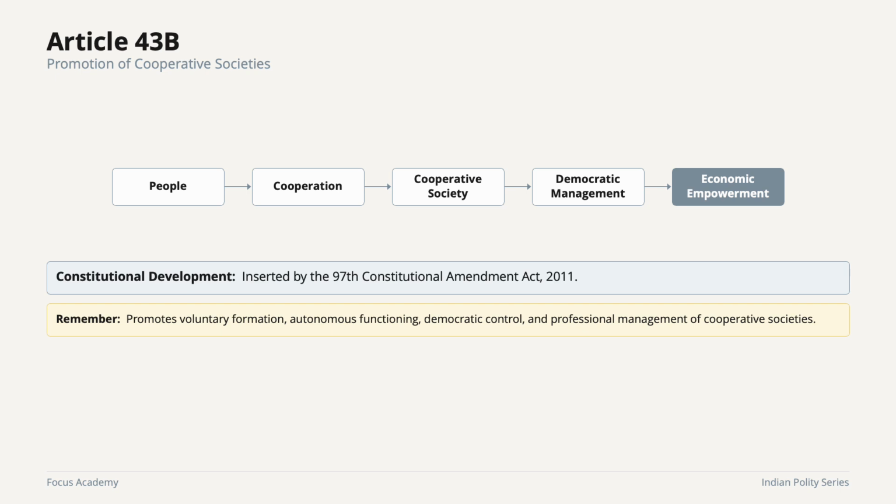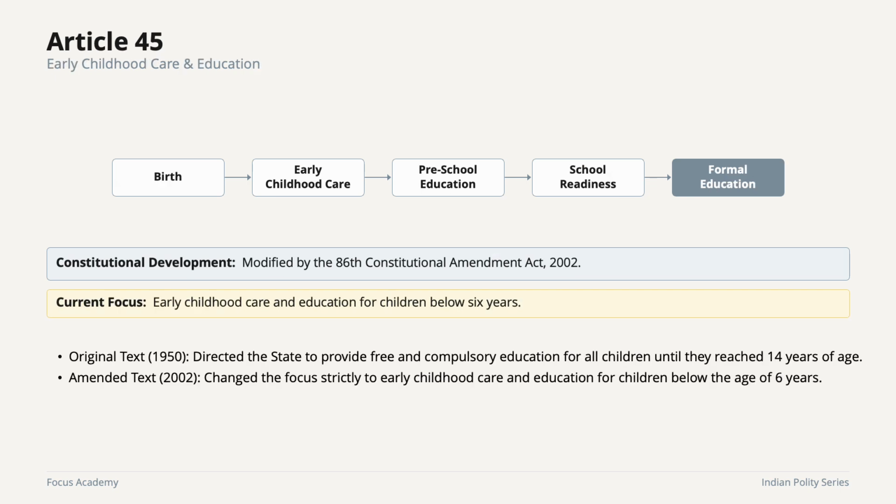Okay. Now Article 45, early childhood care and education. Article 45 talks about early childhood care and education. Here we have the birth, we have the early childhood care, we have the preschool education, school readiness, and formal education, right? That's how the progress of a child is. Now, it was modified by the 86th Constitutional Amendment Act. In the original text of Article 45, what did we have? It provided free and compulsory education for all children until they reach 14 years of age. Now, why did they change it in 2002 to below 6 years of age?